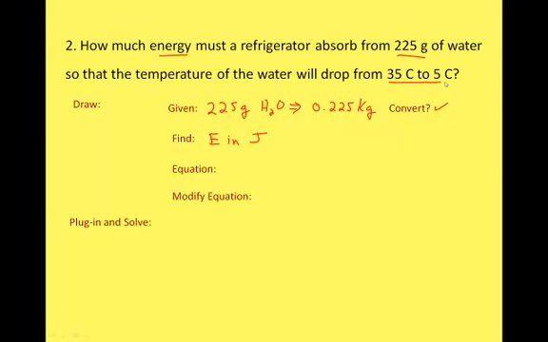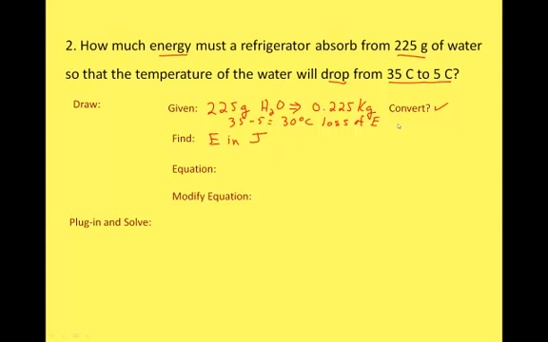We have a drop, and it's important to know that we're talking about a drop in temperature, or a loss of energy, from 35 to 5 degrees. So 35 minus 5 equals 30 degrees C loss of energy. As long as we keep remembering that, it's not a positive increase, it's a decrease in energy.